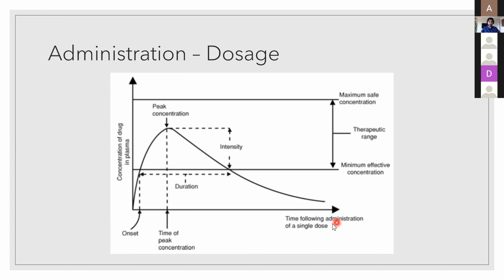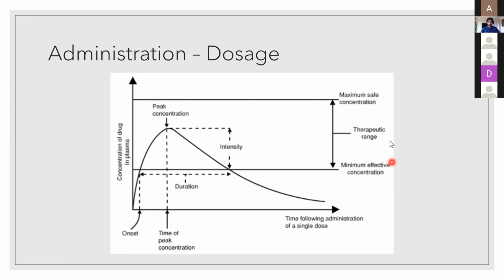And on the x-axis, we have the time the drug has been in the patient after administration. So once again, let's go back to minimum effective concentration. This is essentially the minimum concentration of the drug in the plasma that starts to produce a therapeutic effect in the patient. The next term is the maximum safe concentration, also known as the minimum toxic concentration.